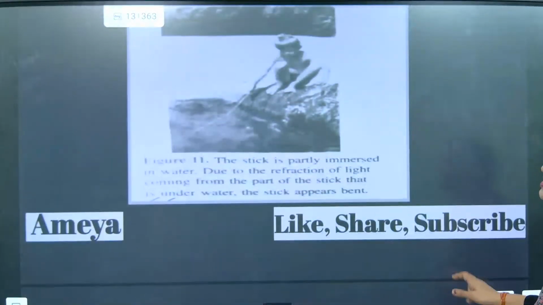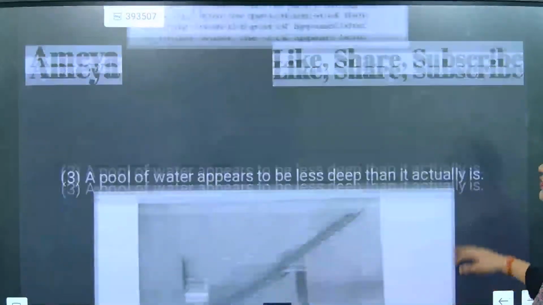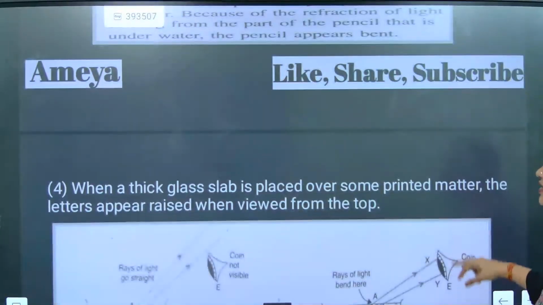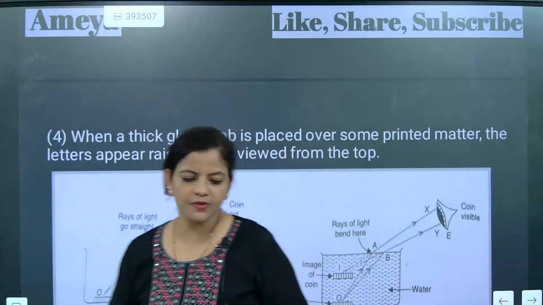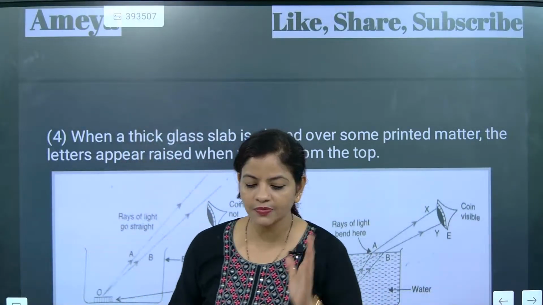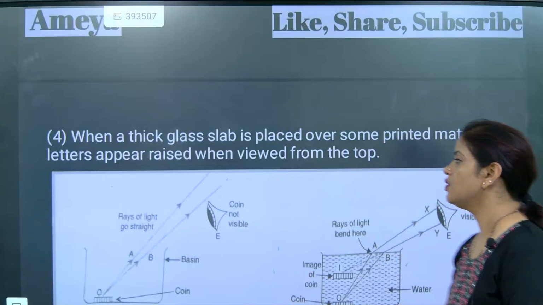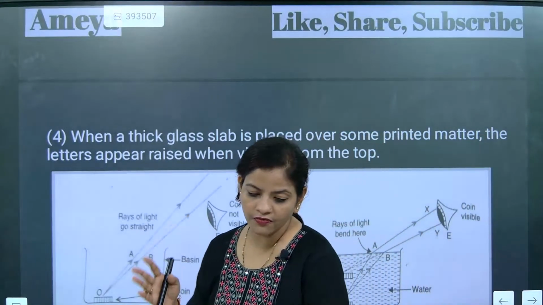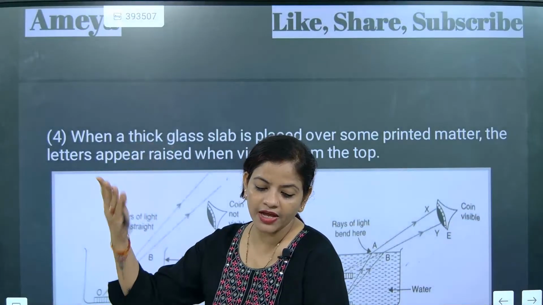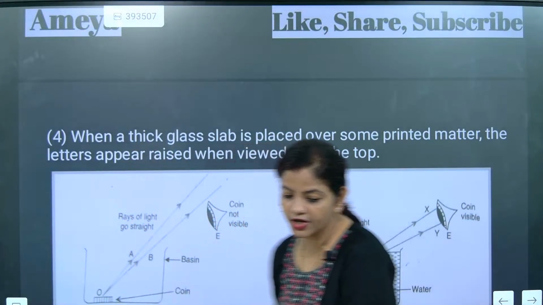Now we can see the stick is looking bent because of refraction only. Now we will go to the next one, all again refraction. So once our concept is ready, we can answer, because now we are heading towards numericals. Snell's law, we are going to understand the speed of light in rarer medium and denser medium and content related to it.